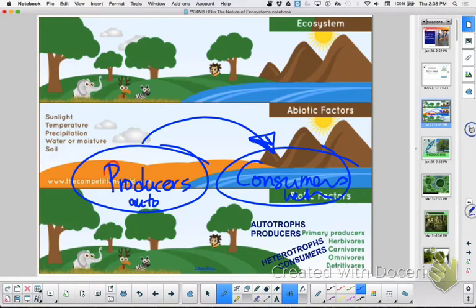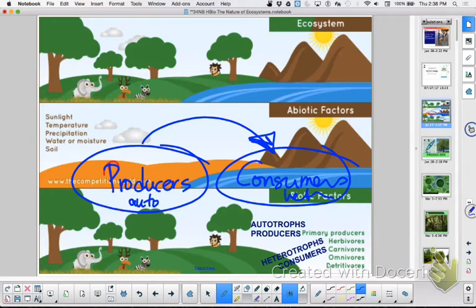Now, some heterotrophs are specialized to eat producers. Don't say it out loud, let people think. What can we call those types of heterotrophs? Herbivores. We call them herbivores. We could call them primary consumers because they're on the first level. Make that make sense to you so you're not having to memorize it. Just make it make sense, right?